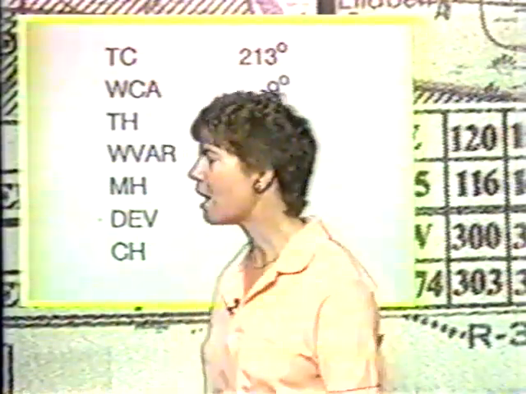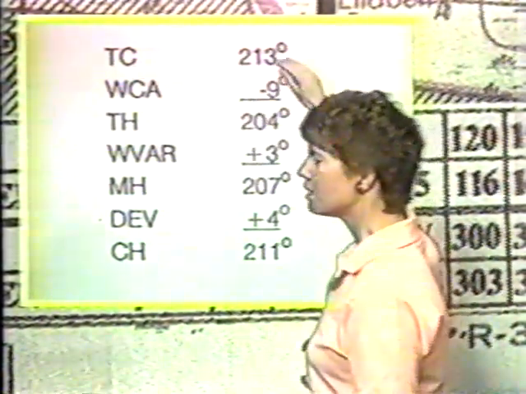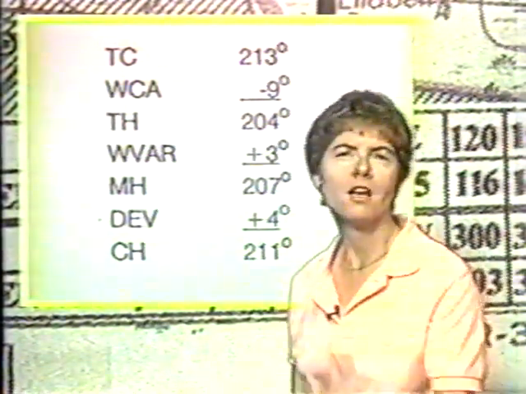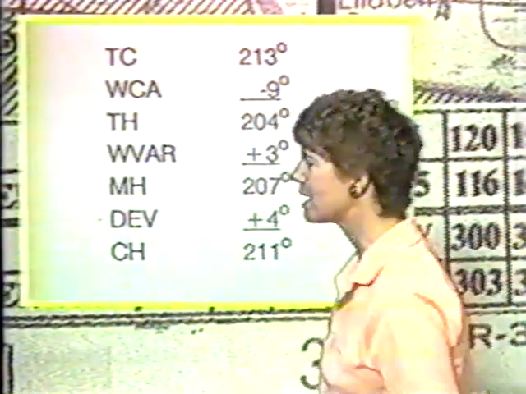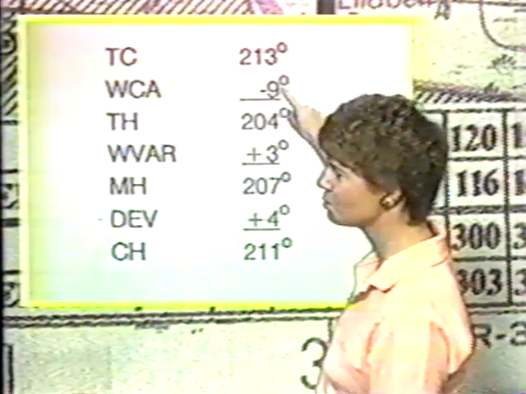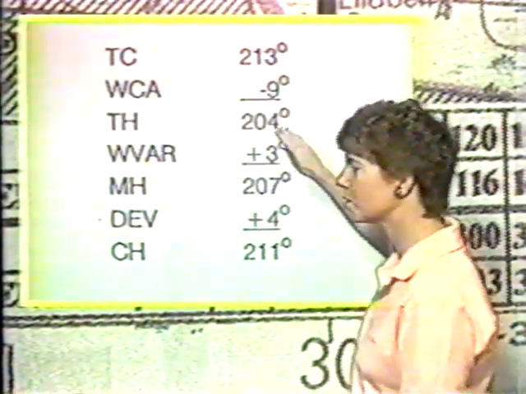We started out by measuring on the chart, using the line of longitude, a true course of 213 degrees. Using the wind side of the flight computer, we figured we had a 9-degree left wind correction angle. A wind correction angle to the left will be subtracted, and that gave us a true heading of 204 degrees.